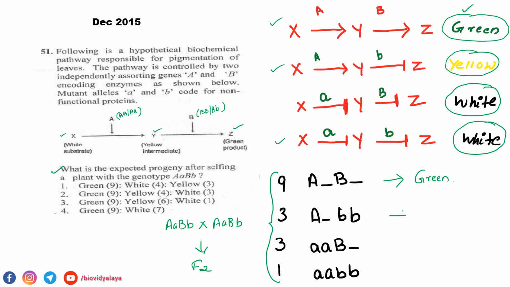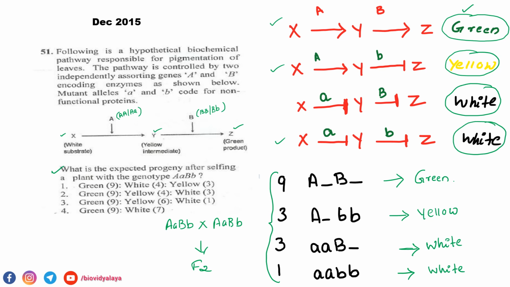Here only the dominant form of the gene A is present. B is absent. So the phenotype will become yellow, and the proportion is 3/16. Here the dominant form of gene A is absent but the dominant form of gene B is present. Then the phenotype will become white and the proportion is 3/16. Here both the dominant forms of gene A and B are absent. So here the phenotype is white and the proportion is 1/16.